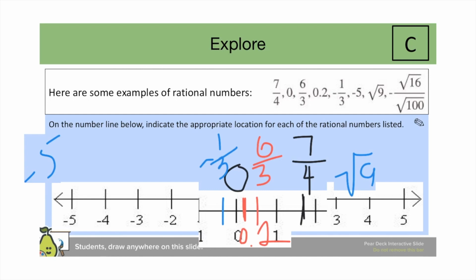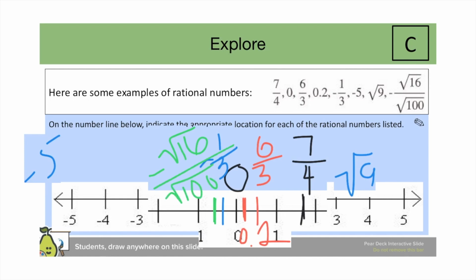And negative square root of 16 over square root of 100 would be at -4/10, which would lie right here, because it would be -4/10. So -6 square root of 16 over square root of 100. After students are done putting the numbers on the number line, you can ask them, can you see why they are each a fraction or its opposite, to tie it in with the slide from before.